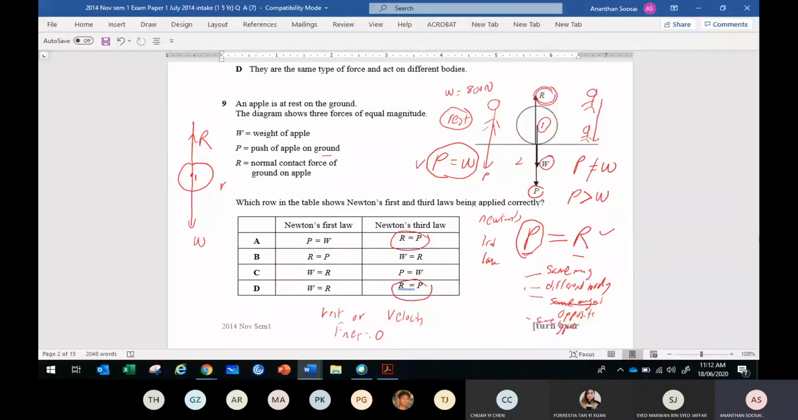Because the body is at rest, applying the first law, R should be equal to W, because the net force must be 0. So only R and W act on the first body. So R equals W based on Newton's first law. Therefore the answer should be D. Can you understand? Yes. Okay, good. Any other question?